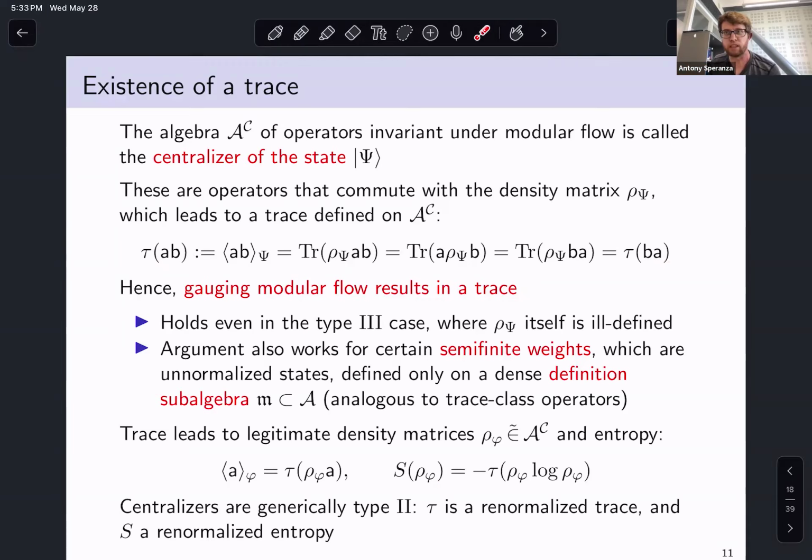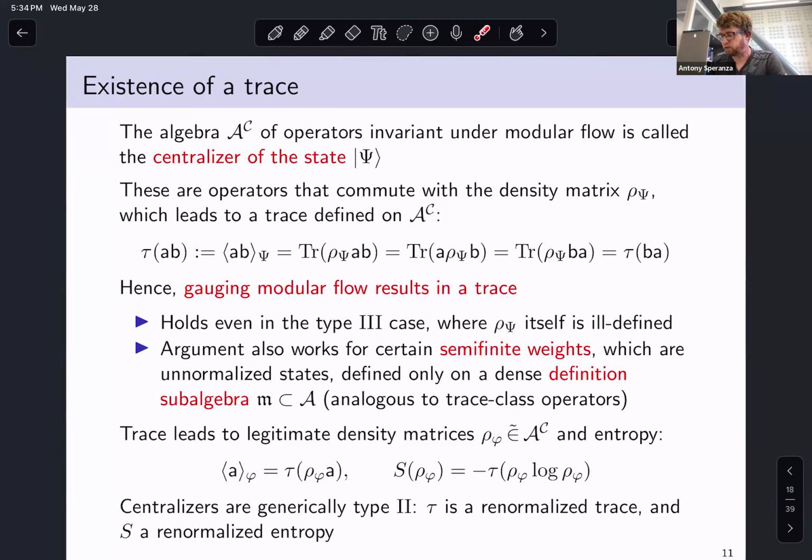Just a couple of comments on this is that this argument also works in the type 3 case, where I'm not allowed to write down something like this where I have a fictional density matrix and a trace. But okay, you can look up in your operator algebra books that this argument basically holds in that case as well. And somewhat importantly, it also works for things that are known as weights. So these are just unnormalized states that give you finite expectation values on a dense set of operators in your algebra.